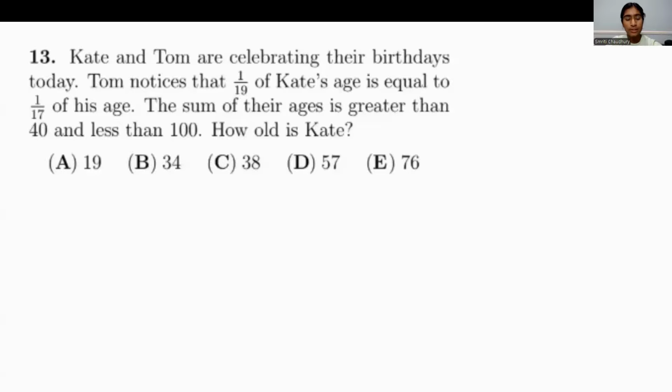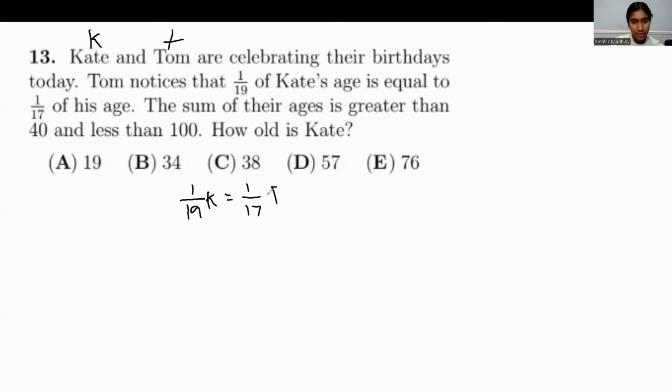Number 13. Kate and Tom are celebrating their birthdays today. Tom notices that 1/19th of Kate's age is equal to 1/17th of his age. The sum of their ages is greater than 40 and less than 100. How old is Kate? So first, let's call Kate's age K and Tom's age T. So we know that 1/19th K is equal to 1/17th T.